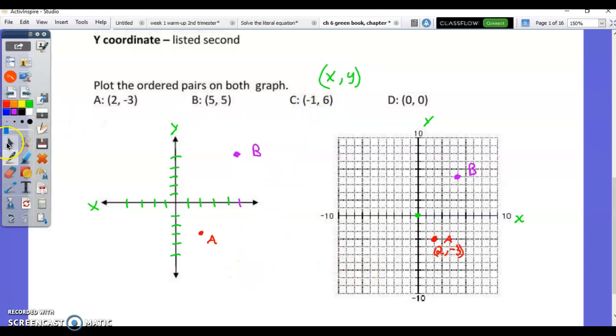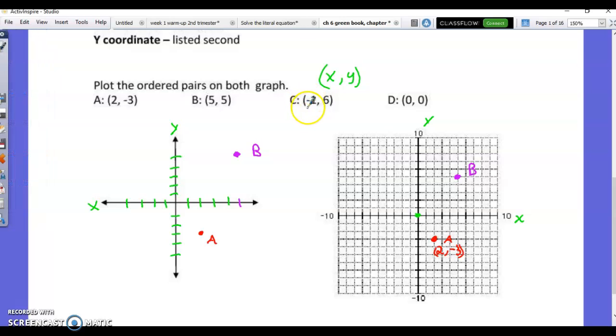Okay, we're going to plot C now. So for C, my x is -1. So I would go to the left one. And again, I'm always starting from that origin, from 0. So left -1. And then 6 goes up. 1, 2, 3, 4, 5, 6. That would be my point in space. So that would be C.